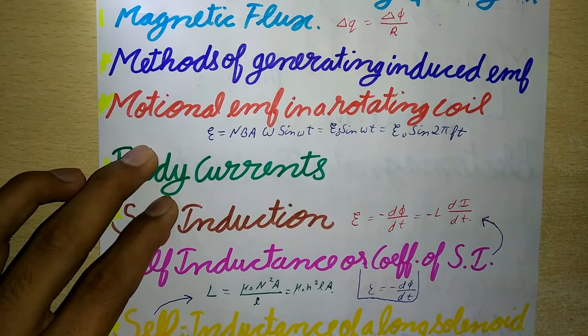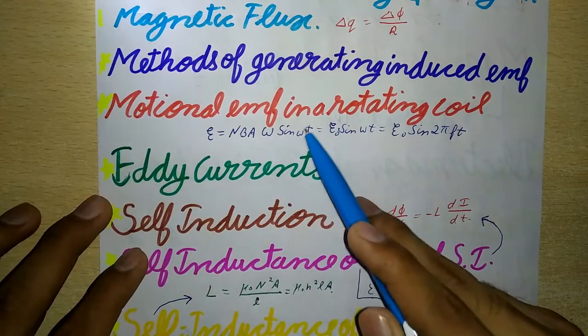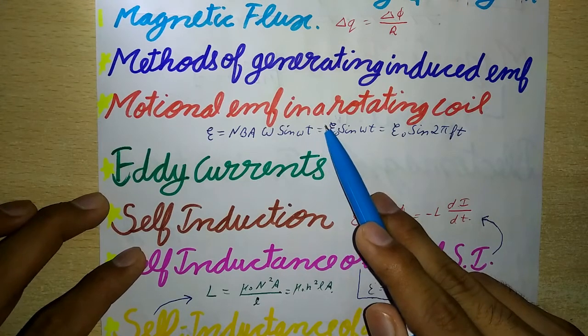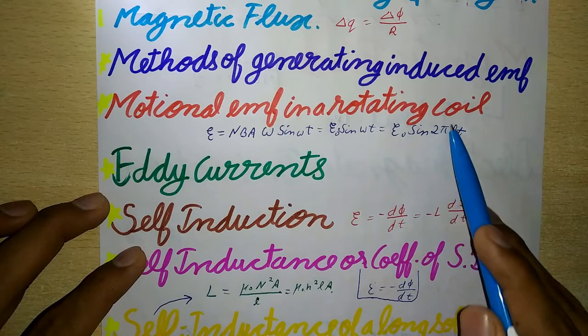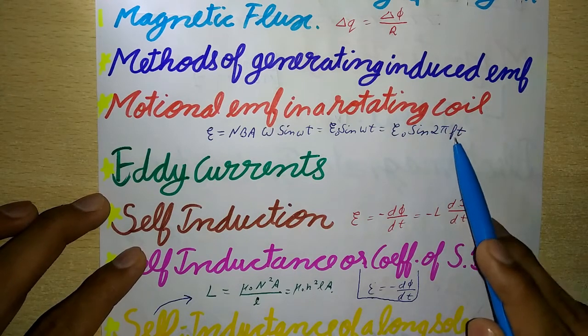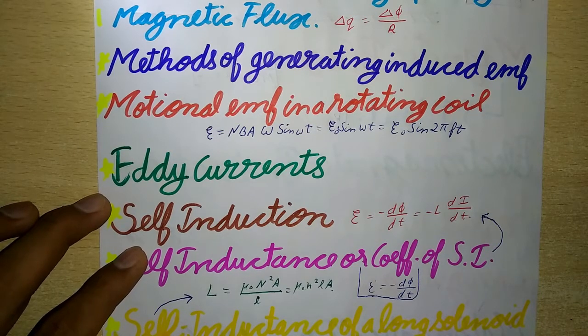So if a capital N turn coil of area A is rotated with a uniform angular velocity omega in a uniform magnetic field B about an axis perpendicular to the field B, then the motional EMF set up across the ends of the coil is given by E = NBA omega sin omega t, which equals E naught sin omega t, which equals E naught sin 2 pi ft, where E naught = NBA omega, which is the peak value of induced EMF.